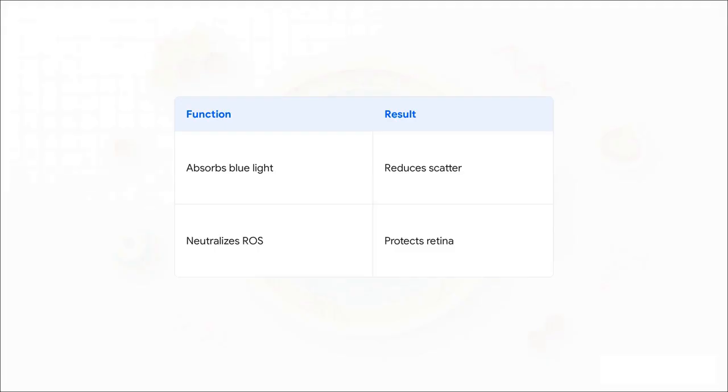So what is this shield actually doing for us? Well, primarily it absorbs short-wavelength blue light and neutralizes reactive oxygen species, which, let's be real, is incredibly relevant today with the sheer amount of time we spend staring at screens. Blue light carries high energy that can cause oxidative retinal injury over time. By filtering this light and acting as a powerful antioxidant, this pigment reduces light scatter, improves contrast, and protects your delicate tissue. It becomes absolutely vital as we age.